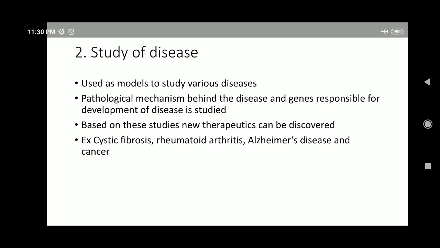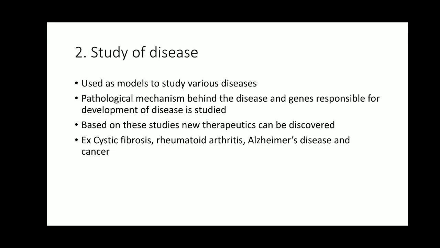We have seen another advantage of these transgenic animals, that is the study of diseases. They are especially mice, which have been extensively used as a model for various human diseases, and they are used to study the pathological mechanism behind the disease. Okay, what are the genes that are responsible for the development of disease, and based on these studies new treatments for the disease are discovered. If the root cause is known, like the gene which is responsible for causing the disease, then we are going to see what product the gene is coding for and how this product is affecting a particular biological process. Based on this, the drug or the new treatment can be discovered based on the study of diseases.